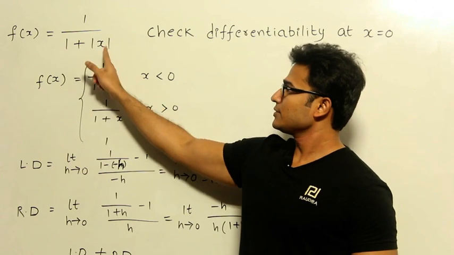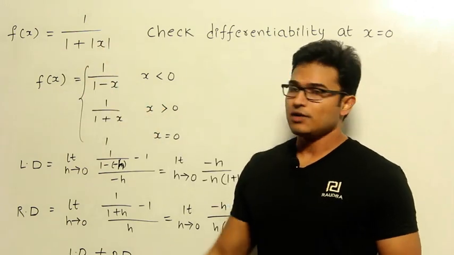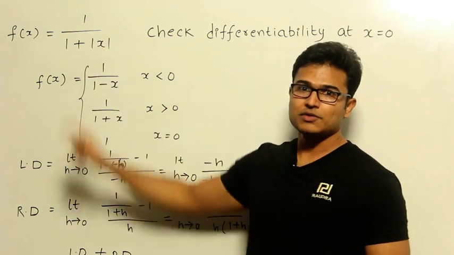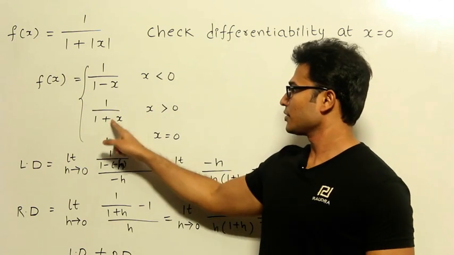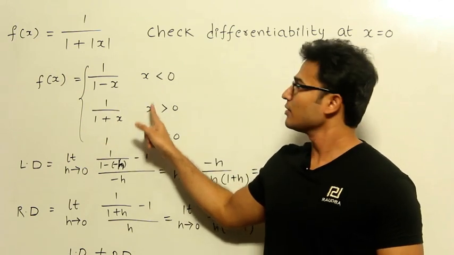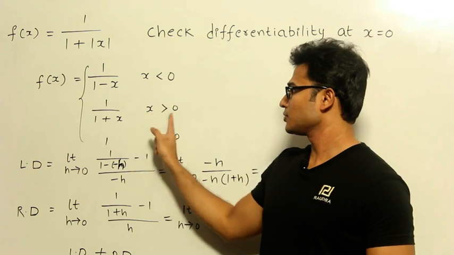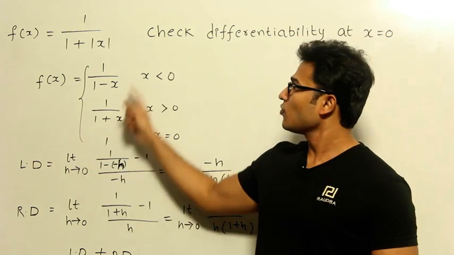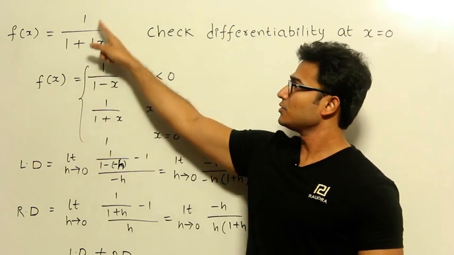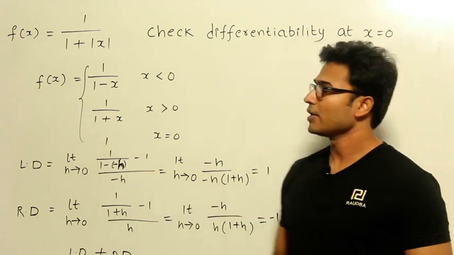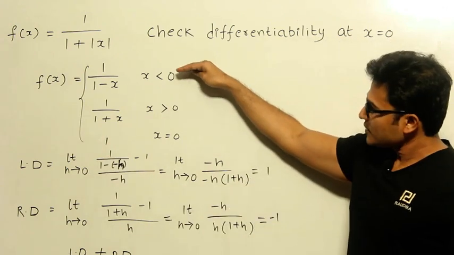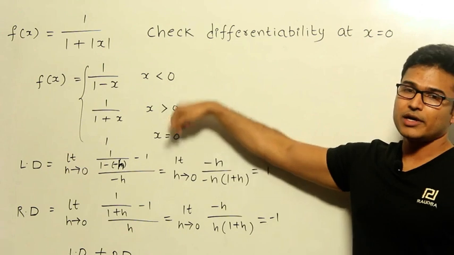Now whenever x is a positive number, if you remove this mod, it is going to be plus x only. So this is 1 by 1 plus x when x is a positive number. When x is a negative number, it is minus x. When x is a positive number, it is plus x. And what happens when x equal to 0? If you substitute x equal to 0, it is going to be 1 only. Now we got how the function is behaving at 0 and around 0.